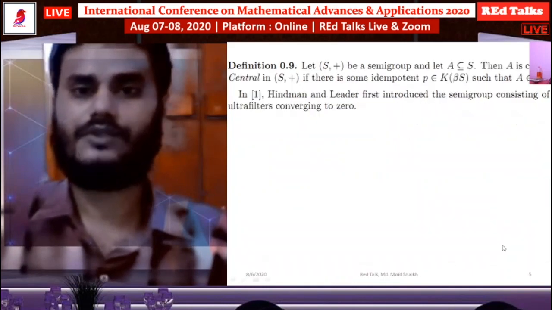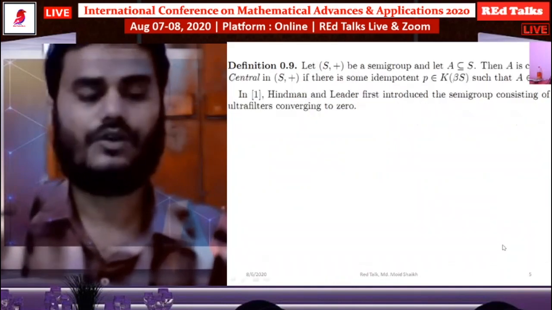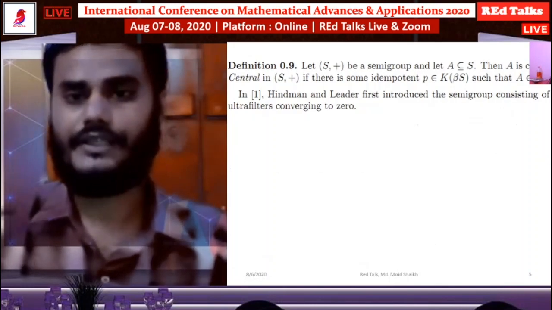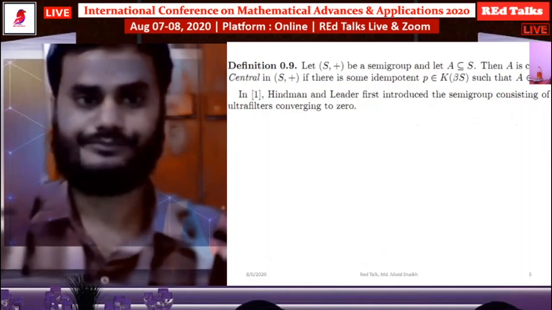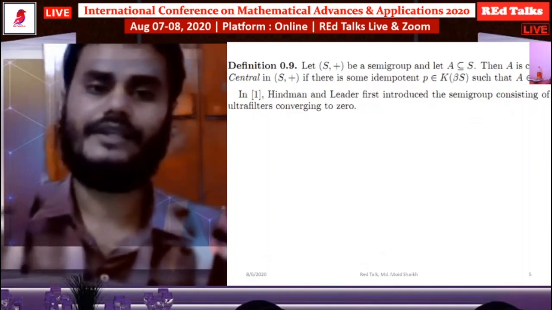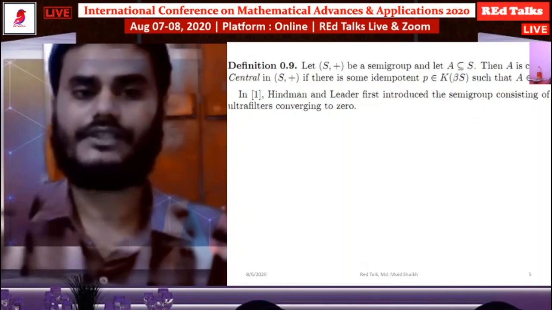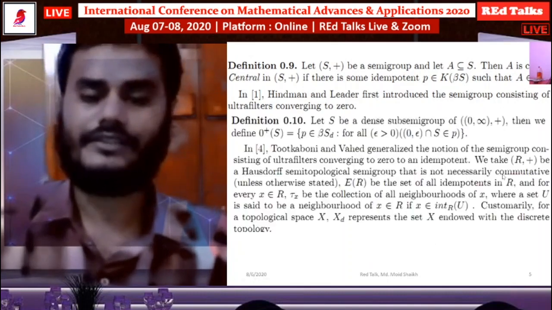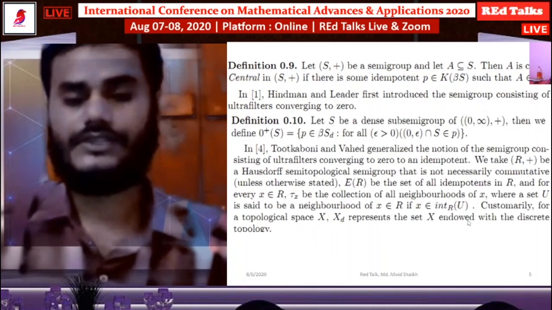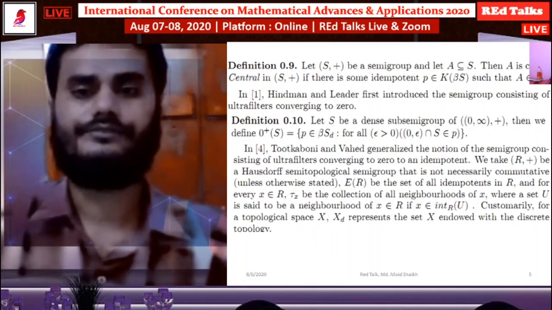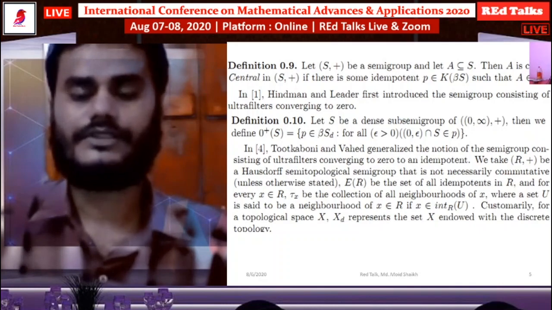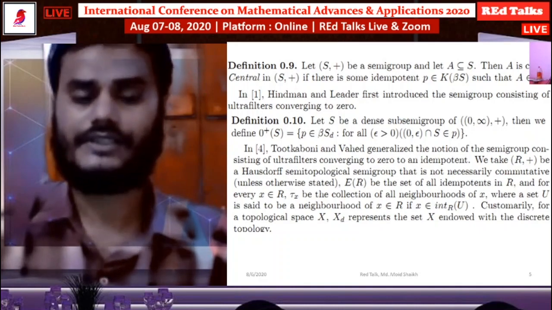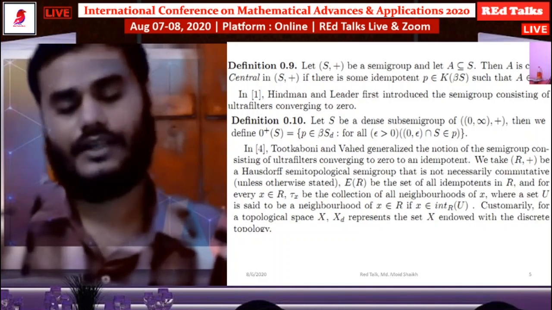Let (S, +) be a semigroup and let A be a subset of S. Then A is called central in (S, +) if there is some idempotent p in K(βS) such that A belongs to p. In [1], Hindman and Leader first introduced the semigroup consisting of α filters converging to zero. Tootkabani and Vahed generalized this notion: instead of zero, it is an idempotent. That is, the notion of the semigroup consisting of α filters converging to an idempotent.